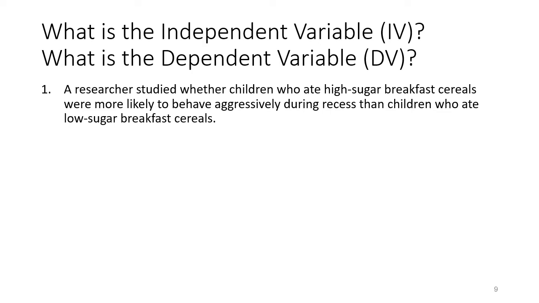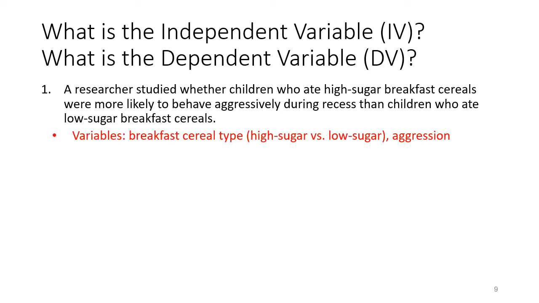And so what is being measured? Aggressive behavior. What does aggressive behavior depend on? High-sugar breakfast cereals or low-sugar breakfast cereals. So we would say the independent variable in this case is the breakfast cereal type. High sugar versus low sugar are the values. And the dependent variable is aggression.